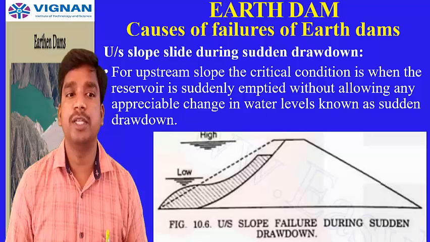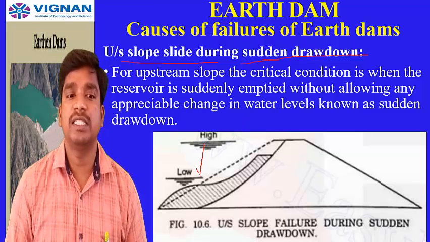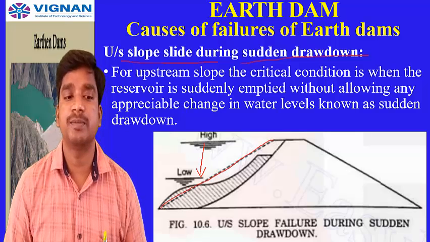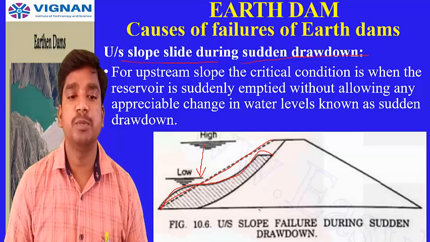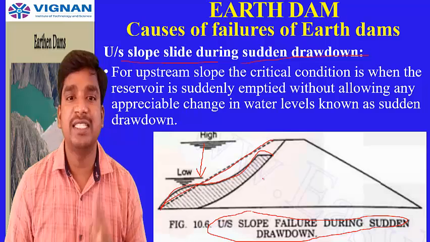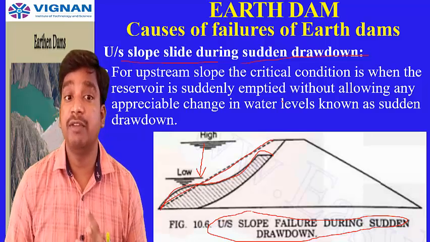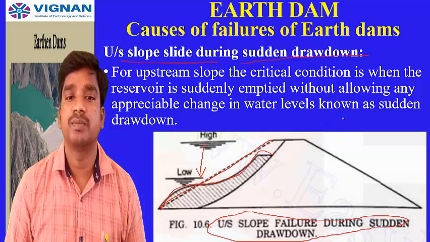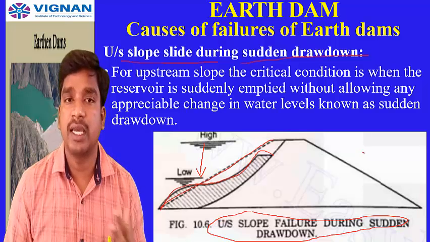Now here you can see the second type, upstream slope slide during sudden drawdown. During sudden drawdown of water, meaning water is emptied, the upstream surface may slide like this. The sudden drop in water levels may also damage the upstream surface like this. Here you can see this picture. For the upstream slope, the critical condition is when the reservoir is suddenly emptied, which is most likely not expected, but if it happens it is the worst condition, if it is suddenly emptied without allowing any appreciable change in the water levels as a sudden drawdown. So these types of upstream failures may occur. Sliding or erosion will occur at the upstream face.